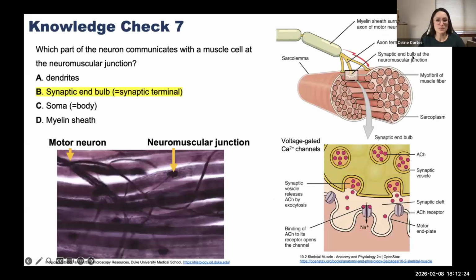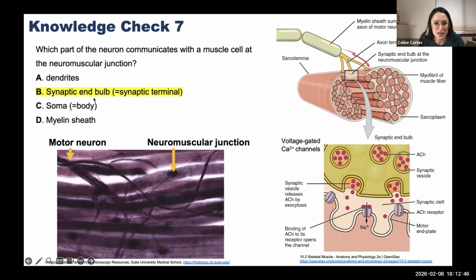Okay, so the answer is B in this case. Really nice. So this is which part of the neuron communicates with a muscle cell. So this is really just asking what part of the actual neuron. So what's that piece called that's making that connection with a muscle cell?